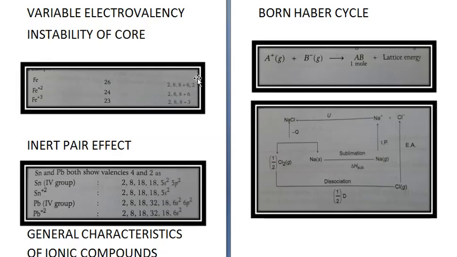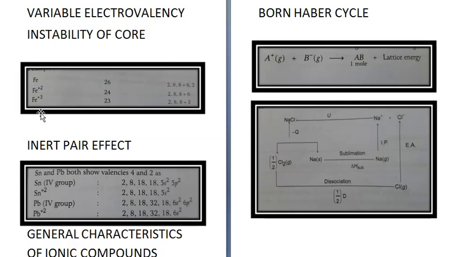So ns2, this is filled, and then in the d orbital it has 6 electrons. This can be written as 3s2. The outermost shell is the fourth shell, so iron is written as 3s2, 3p6, 3d6 and 4s2. Alright. Now iron shows two valencies, plus 2 and plus 3.